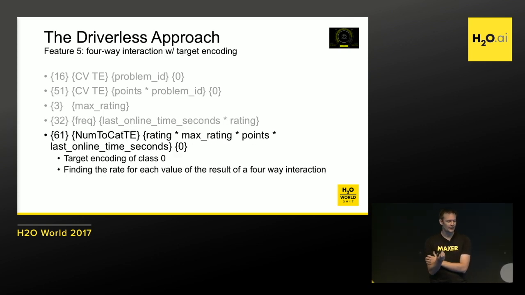Here, num to cat target encoding is roughly just a target encoding. We've binned something, and we're going to then treat it like a categorical. And here we have a 4-way interaction. I just wasn't going to try that. So that's rating, max rating, points, last online time. The points gets us in the problem space. The other ones, I believe, are all in the user space. So this is our first actual combination of those two entities.